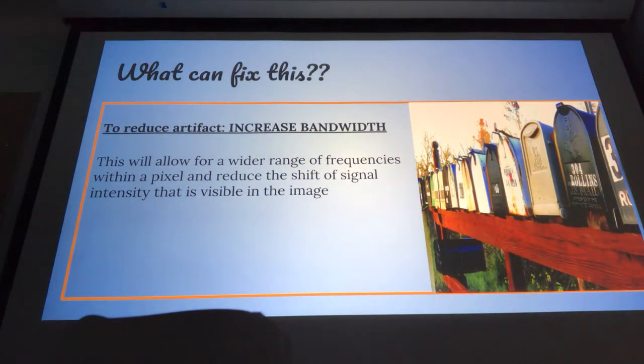What can fix this? To reduce this artifact, you need to increase your bandwidth. This will allow for a wider range of frequencies within a pixel and reduce the shift of signal intensity that is visible in the image.